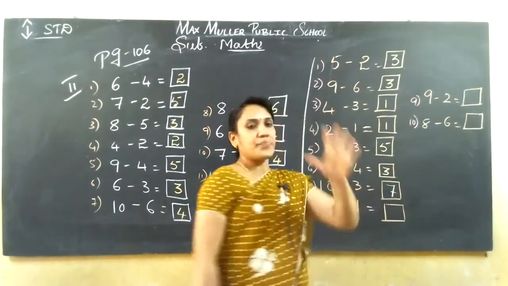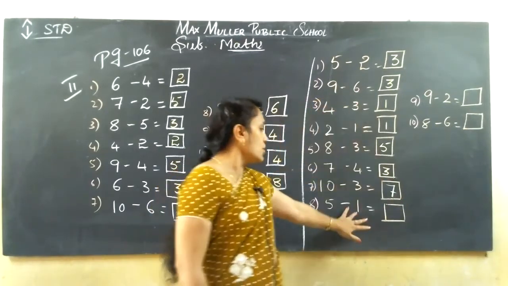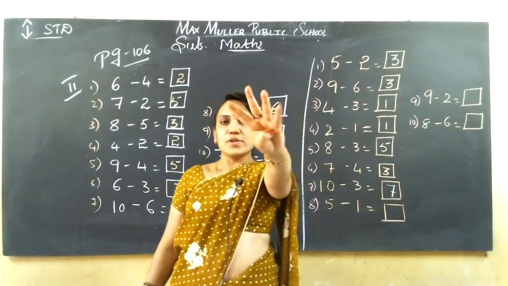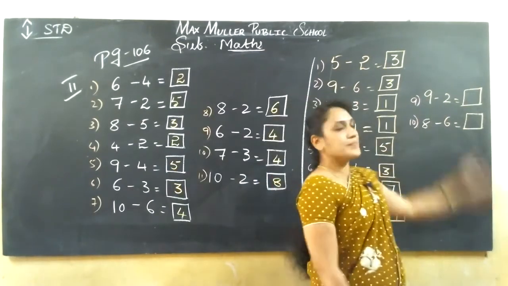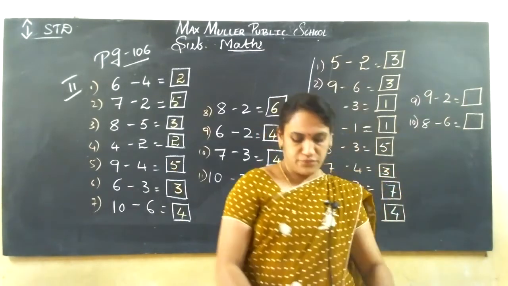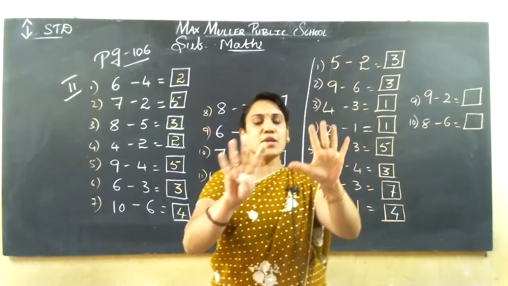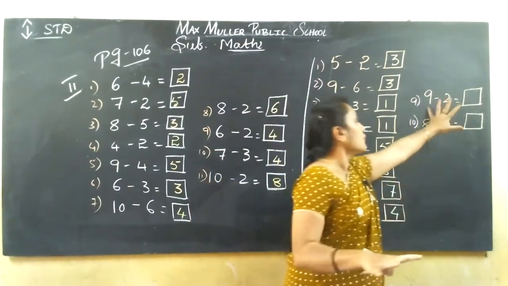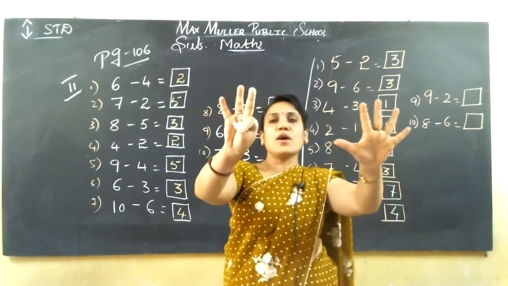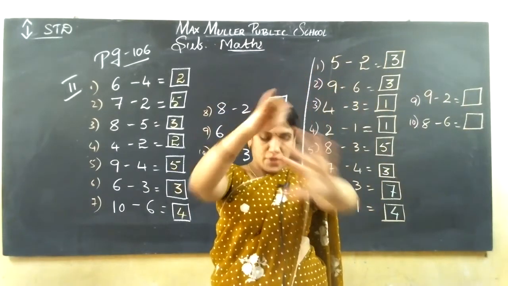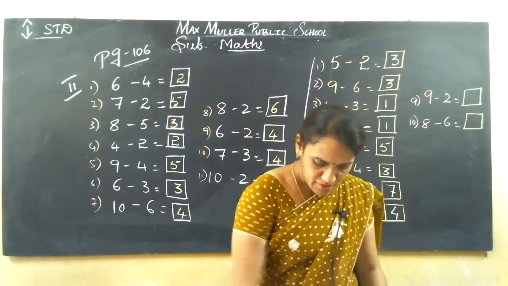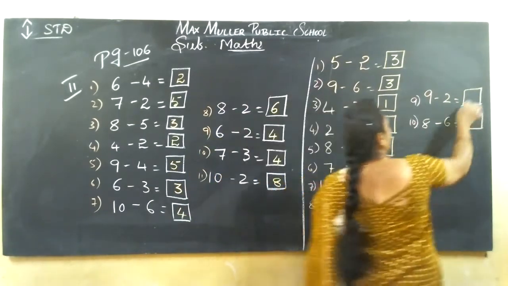Next, 5. Keep 5 fingers. Fold 1. Only 1 finger fold. What's the balance? 4. Okay. Next, 9. Keep 9 fingers. Fold 2. 1, 2. What's the balance? 1, 2, 3, 4, 5, 6, 7. How many? 7. Same page.